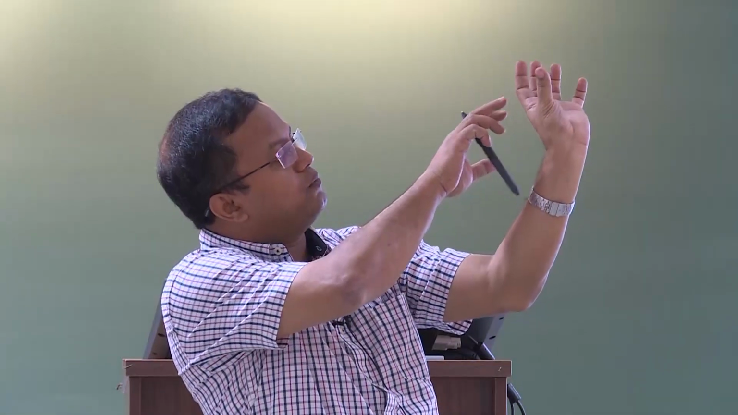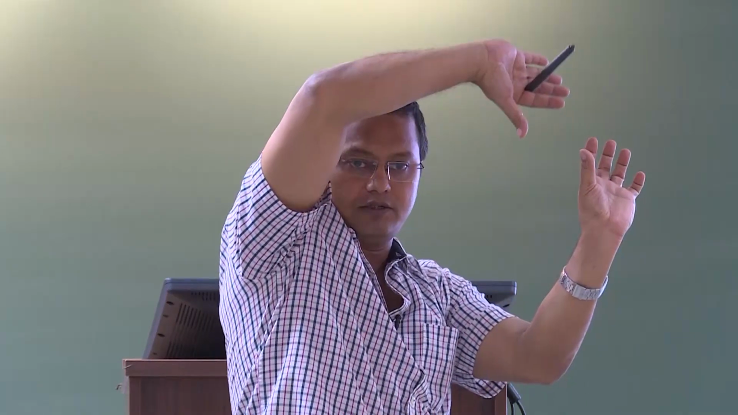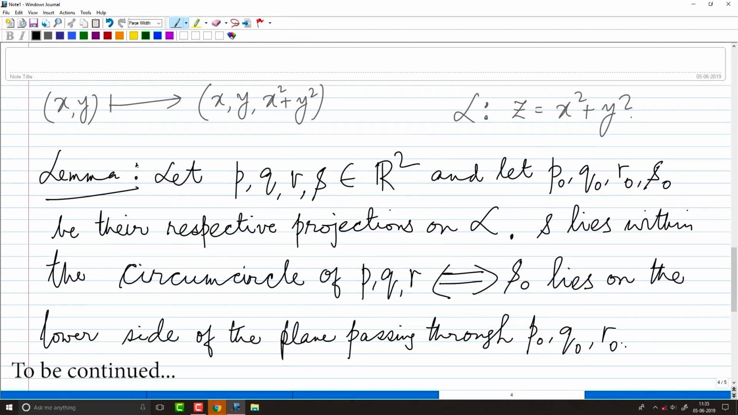So, you think of this paraboloid, right. So, here is somewhere your P naught, Q naught, R naught. So, there will be a plane passing through it. Now, what I say is S, if you lift it onto the paraboloid, it will lie below the plane passing through P naught, Q naught, R naught. So, the statement of the lemma is clear.